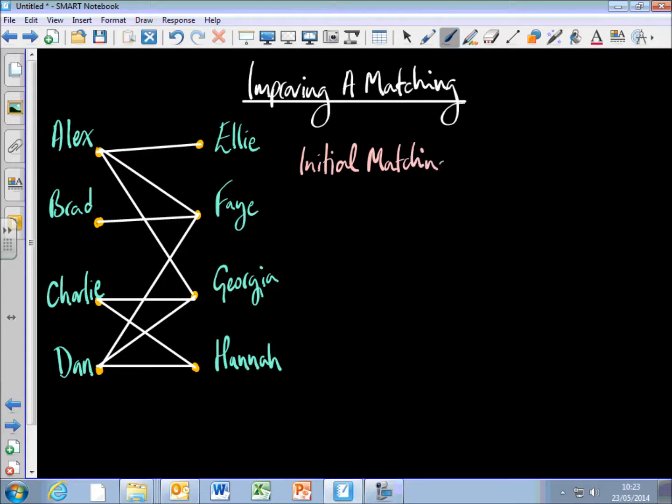And the initial matching is going to be Alex connected to Ellie. So they've been paired. So we've got Dan connected with Faye. And we've got Charlie and Hannah. So my initial matching is going to be A and E. I'll make a note of this like this: A with E, C with H, and D with F. So that's my initial matching there.